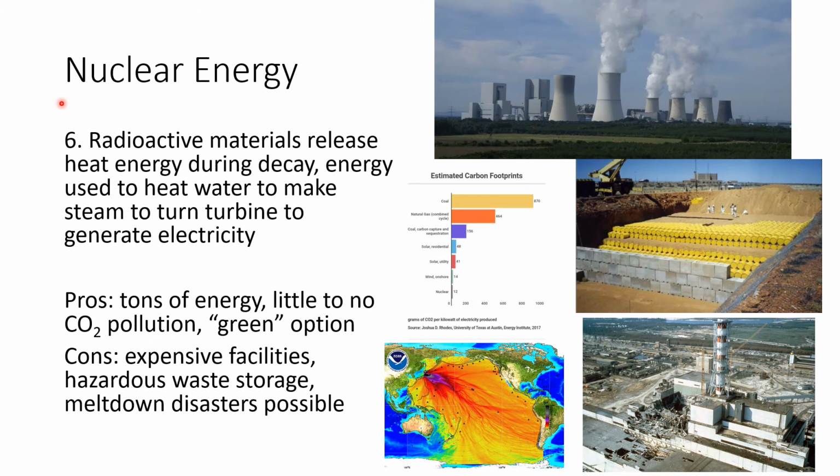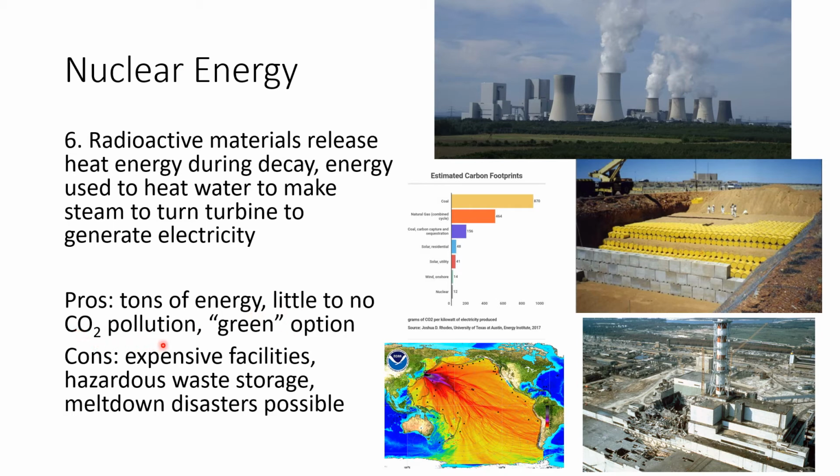Our next non-renewable resource is nuclear energy. So nuclear energy is produced when you've got radioactive materials such as uranium. When they decay, they release heat, and that heat is used to heat up water to make steam to turn that turbine to get electricity. So some pros of nuclear energy, there's so much energy associated with this radioactive decay, as much energy as we could ever need on Earth as humans.